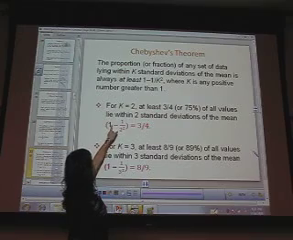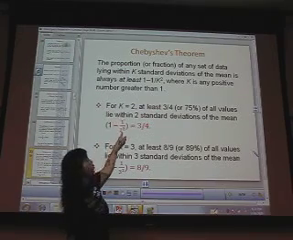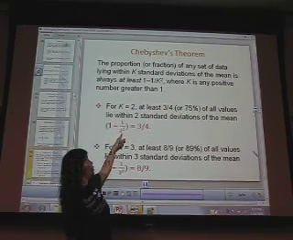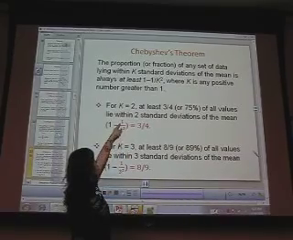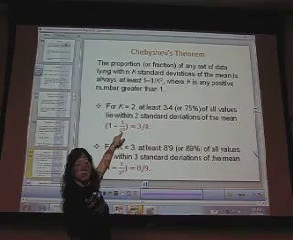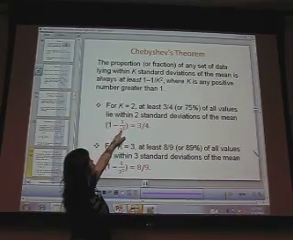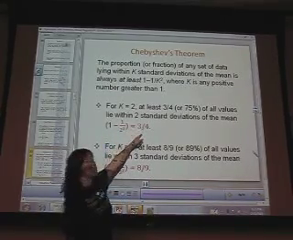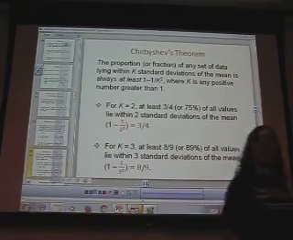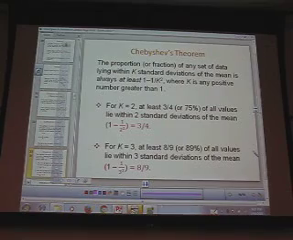would do 1 minus 1 over 2 squared. Whatever the number of standard deviations you want to do, squared. So what's 2 squared? 4. 1 over 4. 1 minus 1/4 is 3/4. So it means that 3/4 of your data is going to lie within 2 standard deviations of the mean.